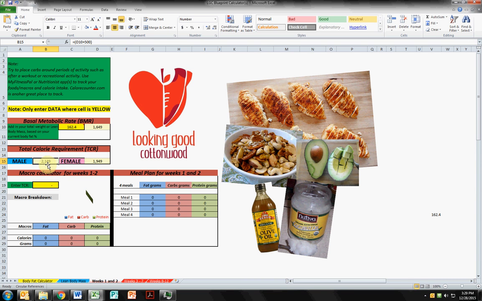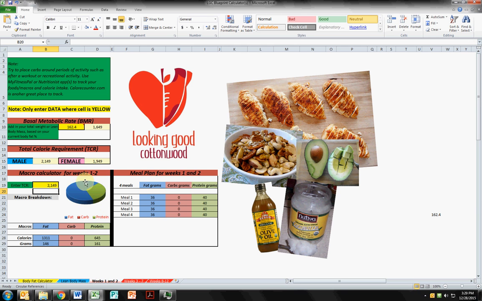Let's just call our example guy Joe. So Joe needs to eat 2,149 calories. We need to enter his TCR here to get his macronutrients: proteins, carbs, and fats. So that's what we're going to do. 2,149, enter. It's going to bring up the pie chart. Fats are the biggest macronutrient in weeks 1 and 2, and second are proteins.